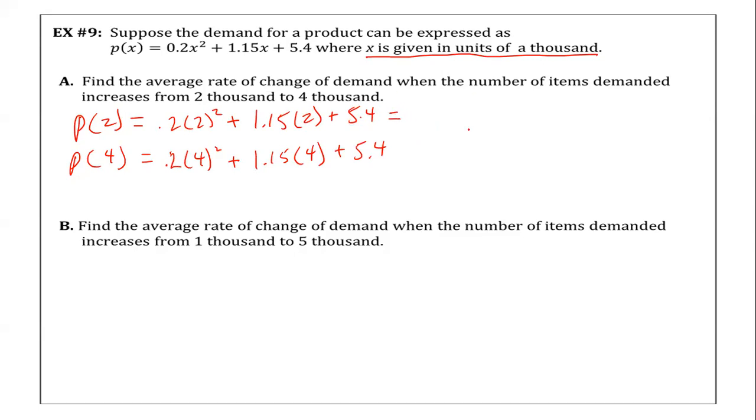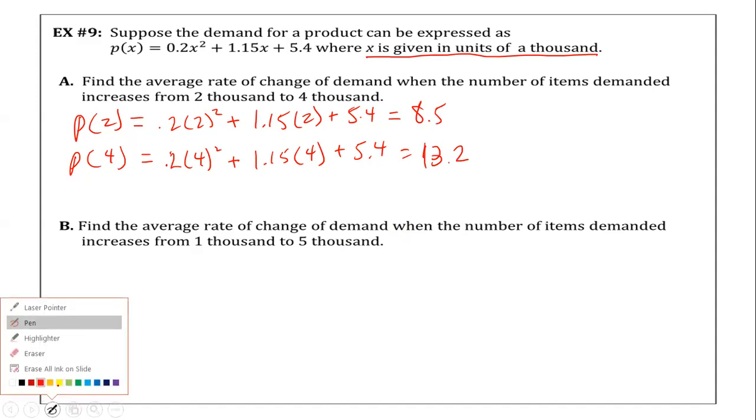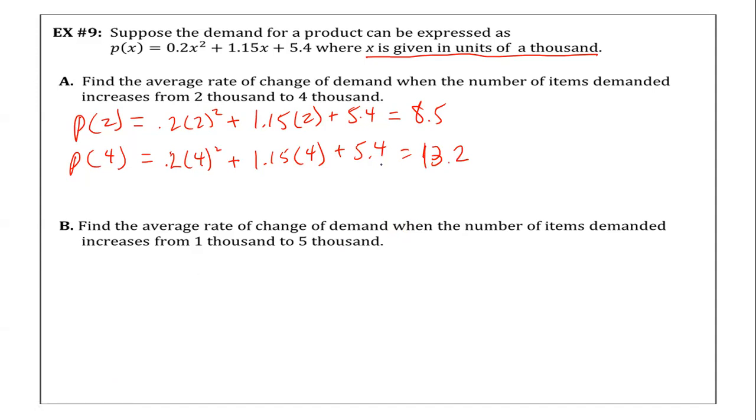Okay, I already did the math for you. So we're just going to go ahead and do it. So we end up with, I think I got 8.5 here. And I got 13. Well, okay. That's a 3. Is it? It is. I don't know what happened. 13.2. So now, do I have everything I need to find my average rate of change? Yes. So to find my average rate of change, I have 13.2.